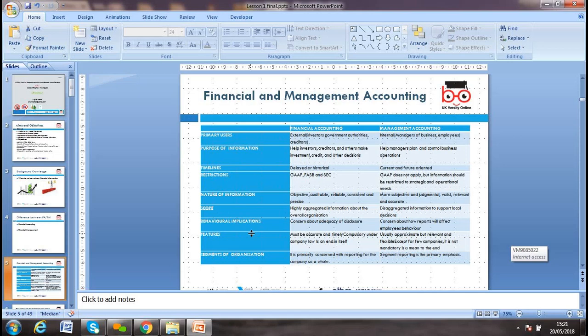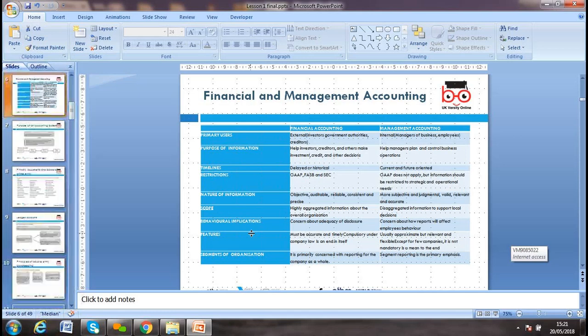But under management accounting, there is really no governing body for it. We can follow our own rules and regulations, or those set by awarding bodies like CIMA, the Chartered Institute of Management Accountants. Then we can follow their guidance as well. Any question? No, sir.